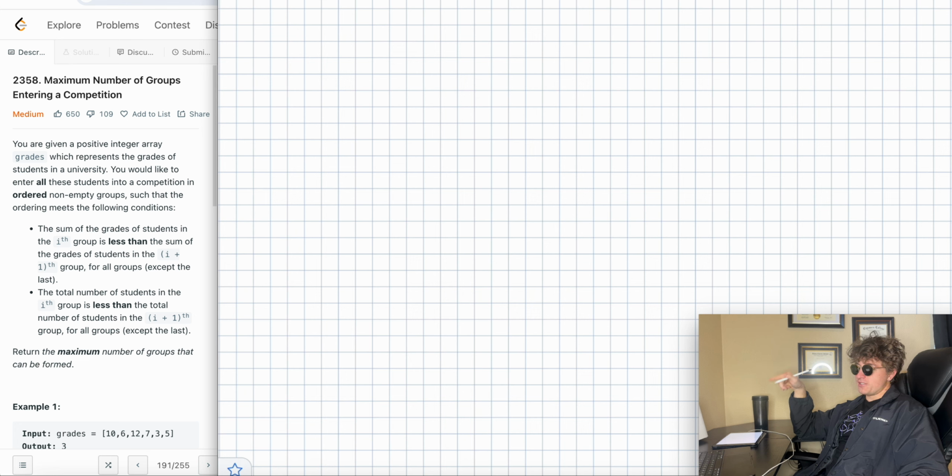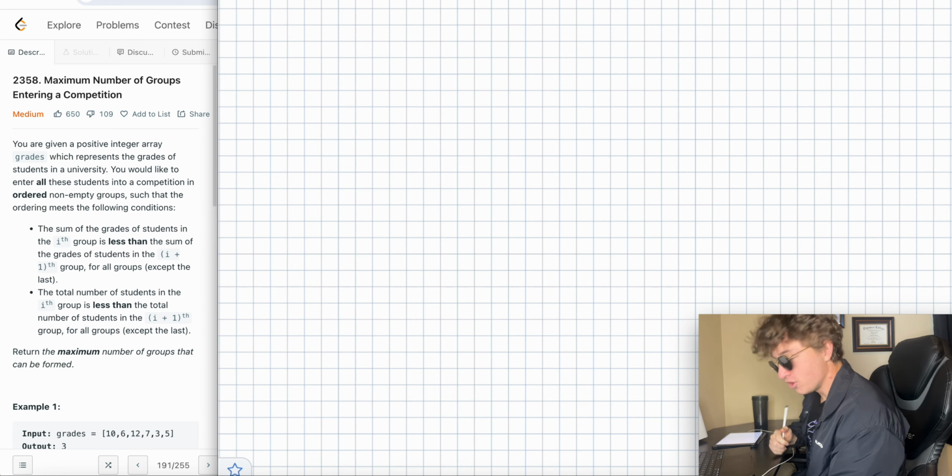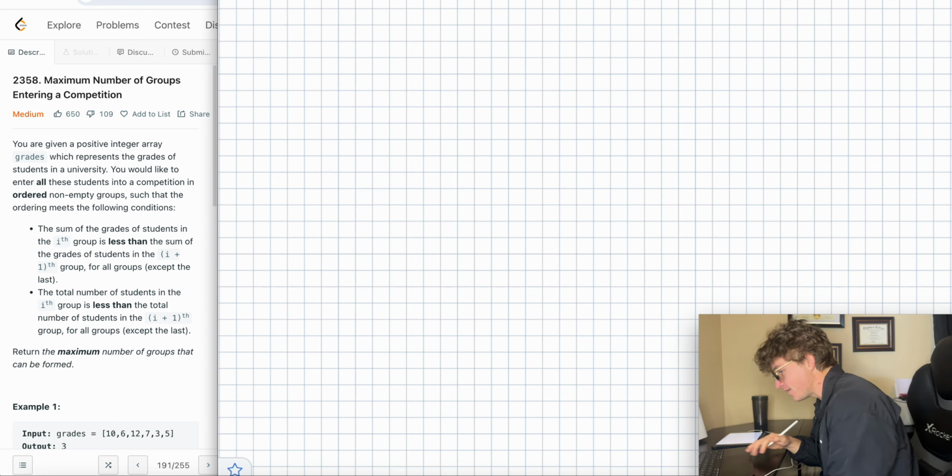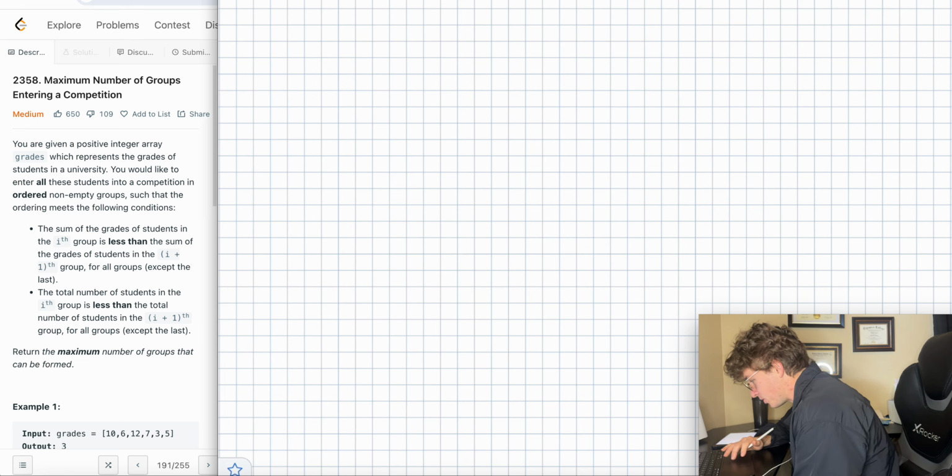2358, 2 plus 3 is 5, and 5 plus 3 is 8. Just a strange coincidence. Little numerology for you. All right, but that's unrelated to this problem.